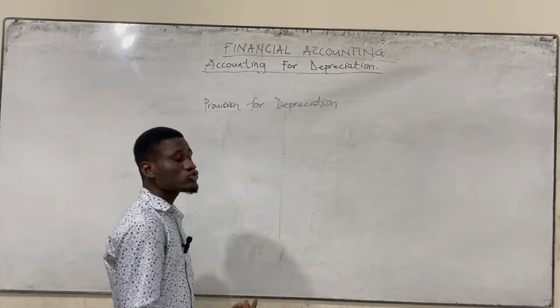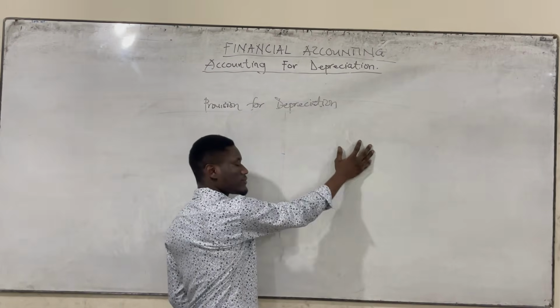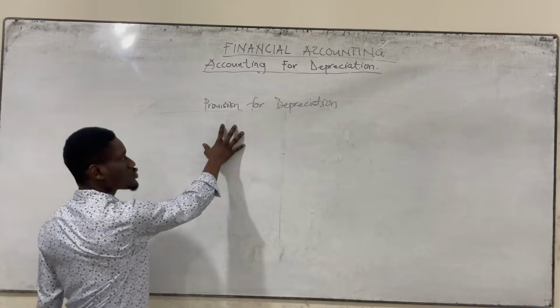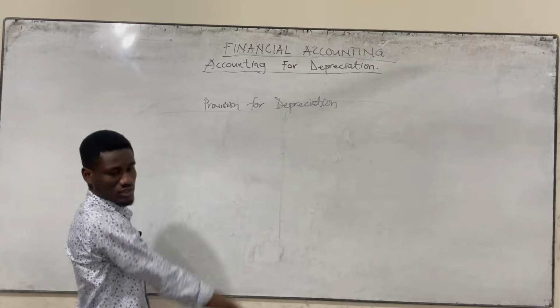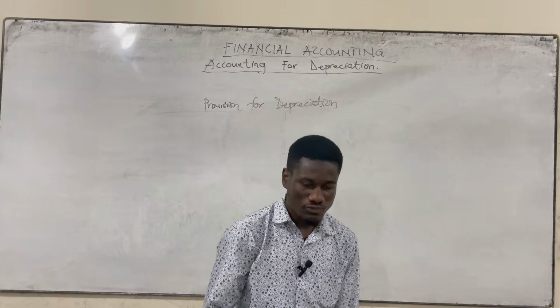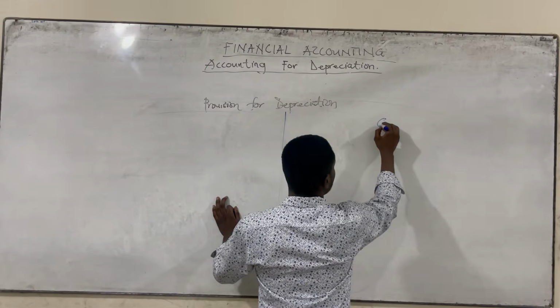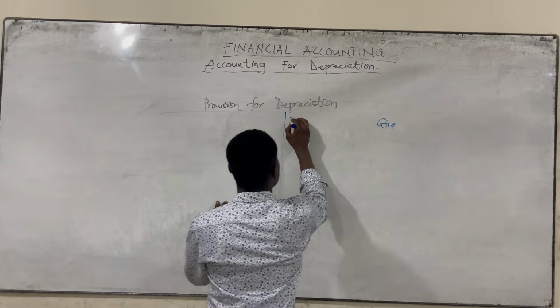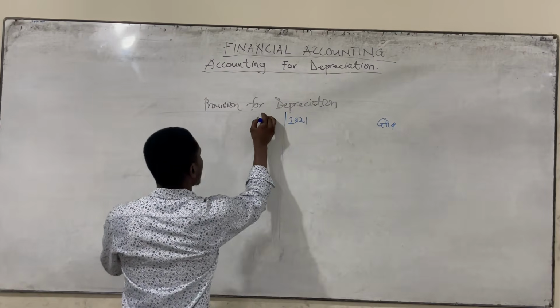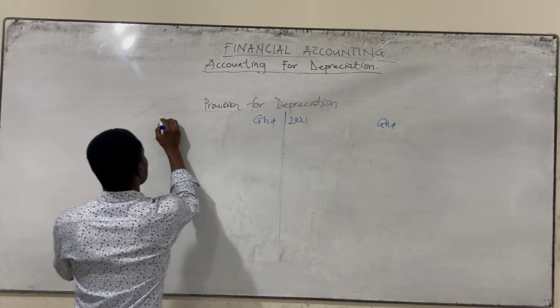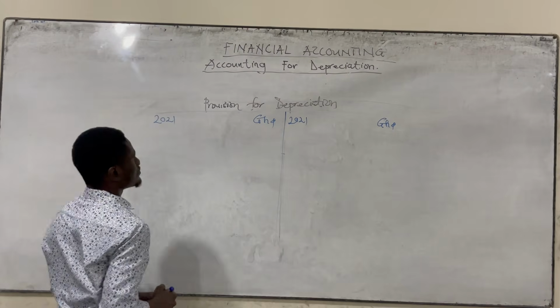Then the amount we sold the asset will come here. Then the cost we sold the asset will come here. Good. So we have our Ghana cedis. We have our year. We have our Ghana cedis. We have our year. Good.